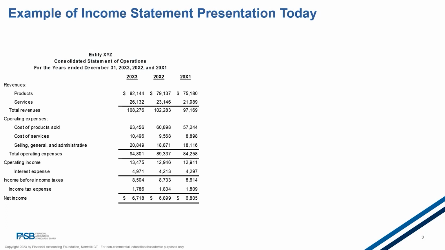The objective of this proposal is to further disaggregate expenses in the notes to the financial statements. The following slides illustrate how the disaggregation requirements would be applied. We're going to use this example throughout the video to describe the key terms of the proposed update.